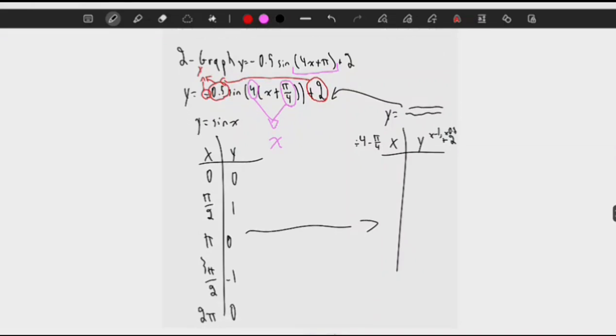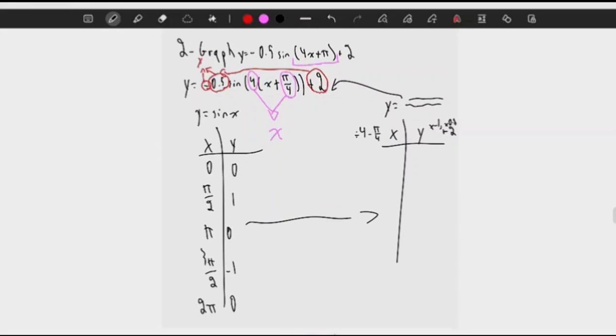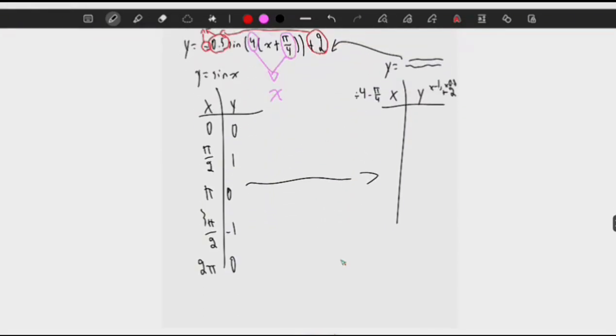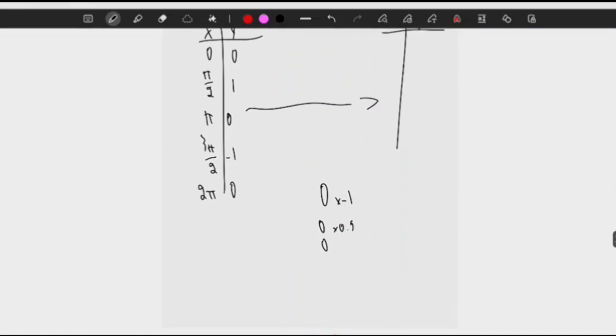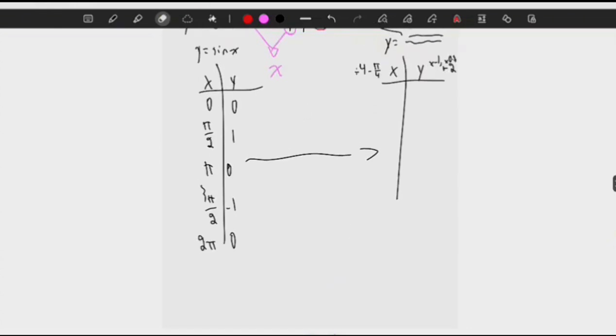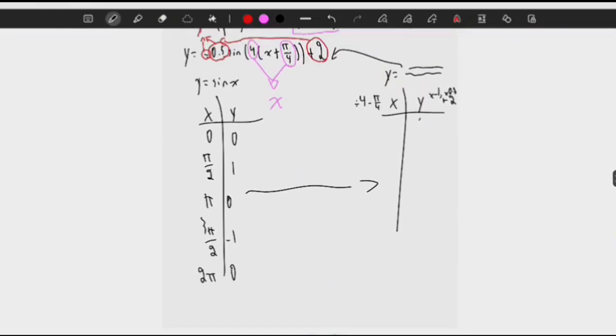So now let's do the same thing that we did before. So let's just start with our y values. So we start off with 0. I'm just going to work down here for the first couple numbers. So we're working with the y. We're going to multiply by negative 1, which is just 0. Multiply it by 0.5, which is still 0. And then add 2, which is going to be 2. So our first y value is going to be 2.